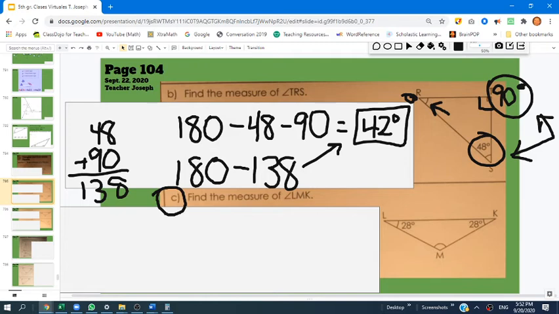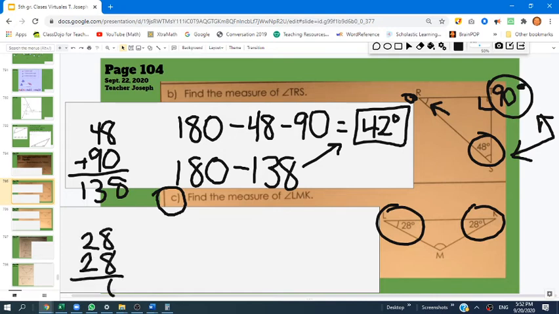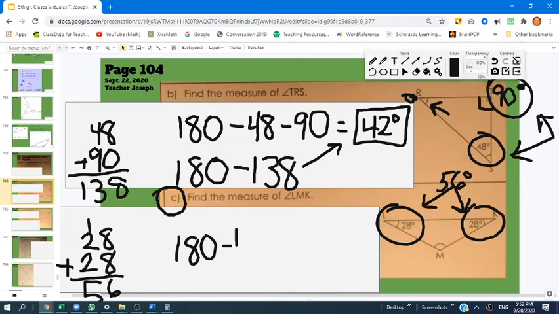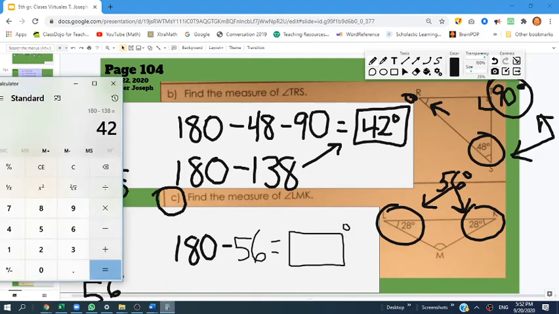Okay, hopefully you paused the video. What we're going to do is look at this isosceles triangle. I know it's isosceles because these two angle measurements are exactly the same. So 28 plus 28, what is that? 28 plus 28 is 56. Okay, so these two angle measurements are 56 total. So I can take 180 minus 56 to find the measurement that's left, right? Minus 56 to find my angle measurement for LMK. All right, so 180 minus 56 equals 124.